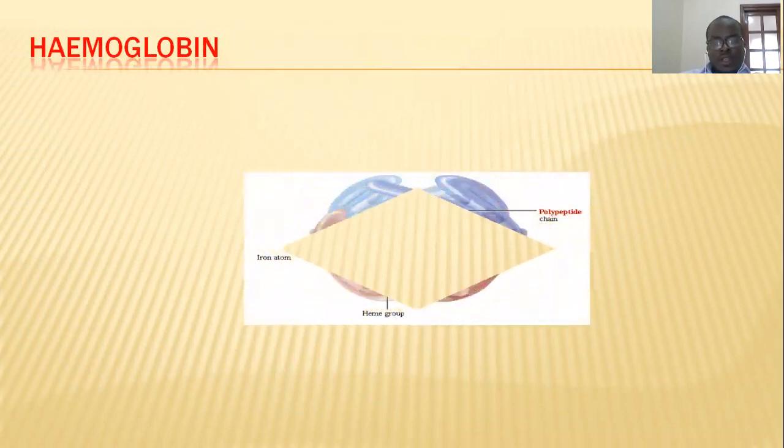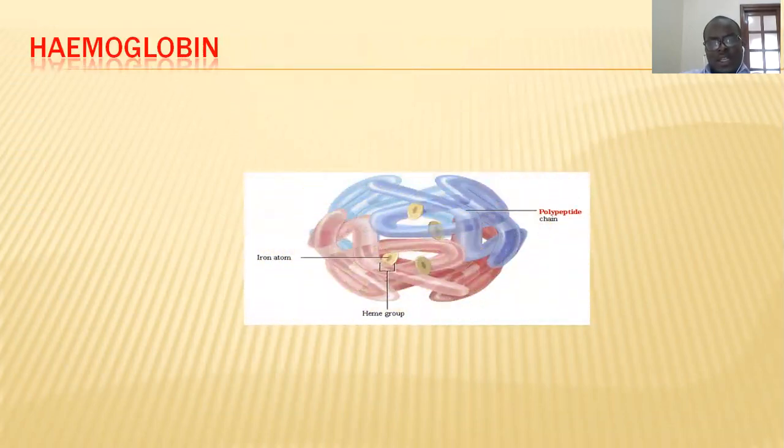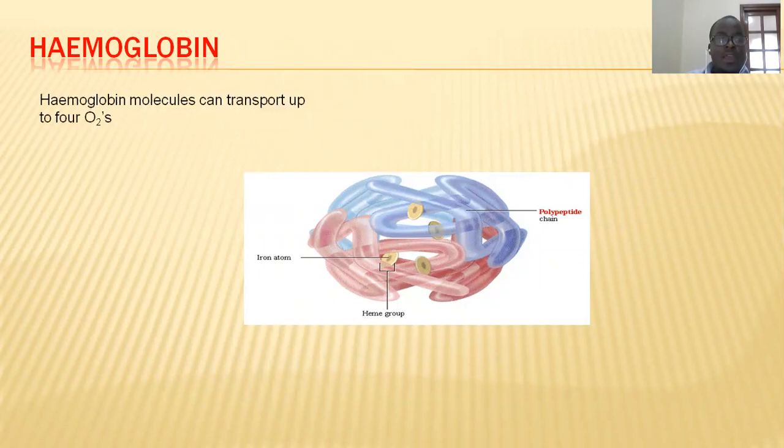So we're still looking at the structure of the hemoglobin. You can see here the polypeptide chains, we have two alpha chains and two beta chains, and then at the center you have the heme group. These heme groups are the ones that contain iron within the hemoglobin. So a bit of information on the hemoglobin: hemoglobin molecules can transport up to four oxygen molecules, meaning that you have four heme groups. Each heme group can combine with only one oxygen.